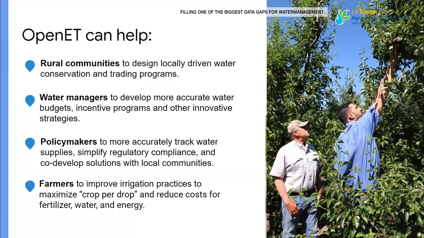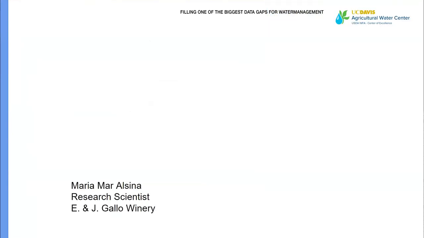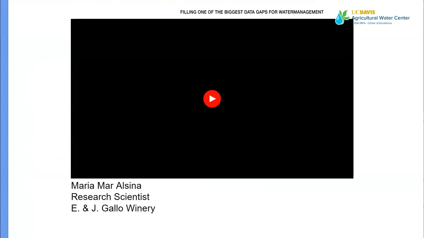So finally, there's this last use case here, which is that farmers are using data, like they've been using ET data for a long time. They're starting to test and use OpenET specifically for irrigation practices to help maximize crop per drop, reduce costs for fertilizer, water, and energy. One of the groups that's testing the use of OpenET for that purpose is Gallo here in California. So I'll show a quick video of that. And this is the last video.